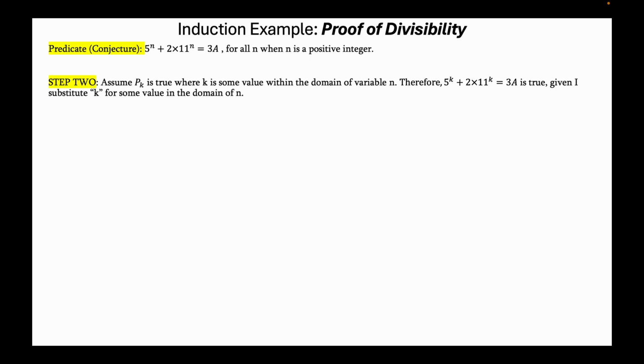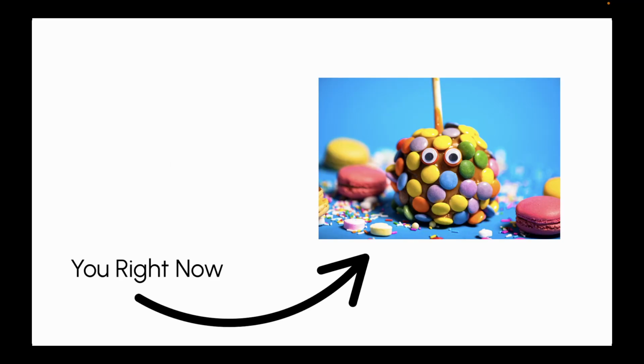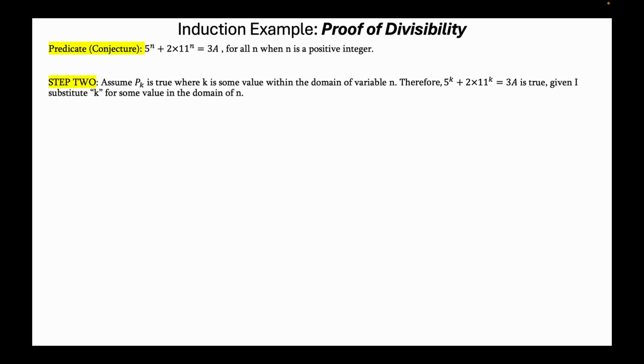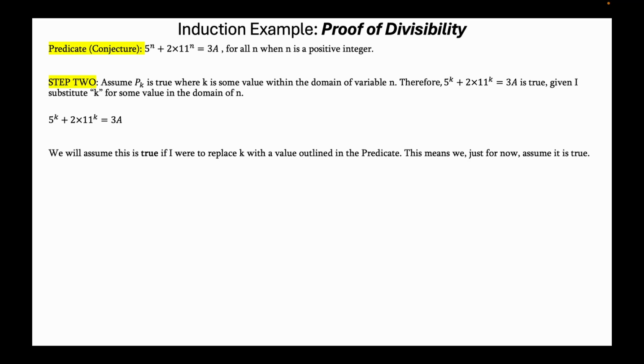Now we have step 2, to assume that P(k) is true. So I'm using another letter here to represent n, k, where k is just some number. I don't know who decided that, because k is not the first letter of the word constant, unless you are feeling a bit quirky. So k is some value within the domain of variable n. Therefore 5^k + 2 × 11^k = 3a is true, given I have substituted k in for n. So k is just some number, and we assume this is true. So now I'm assuming this is going to be correct regardless.